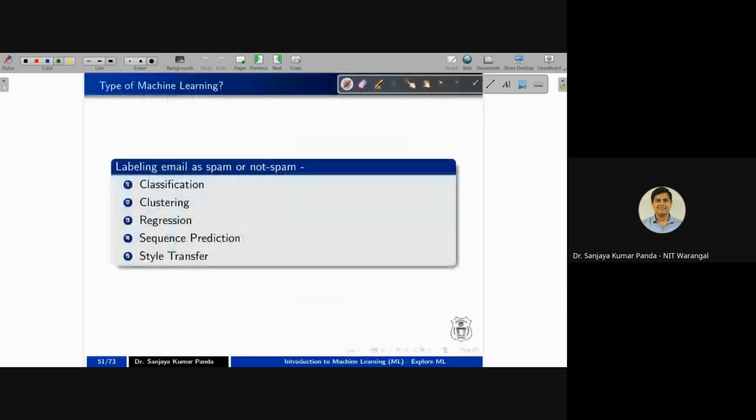Let us see another problem. For example, labeling an email as spam or not. All of us have experienced that every day we are getting a lot of emails. Some emails are not coming directly to the inbox; they are going to spam.